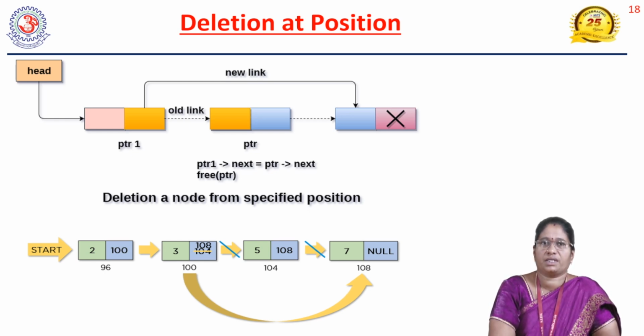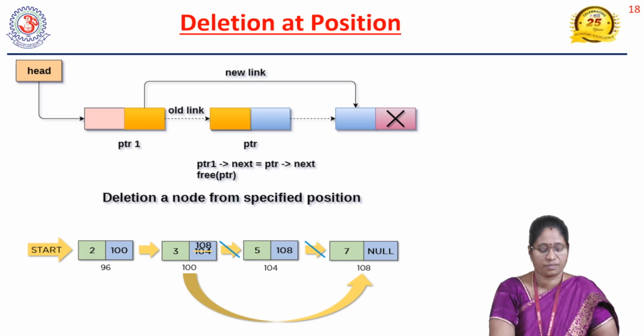You have to disconnect whatever pointer one was previously holding, the 104 memory location, and remove it. Instead, you connect your next node address. What is your next node address? I have the 108 location. That location you have to provide, where you have the node with value 3. So likewise you have to delete an element at any place or any index.